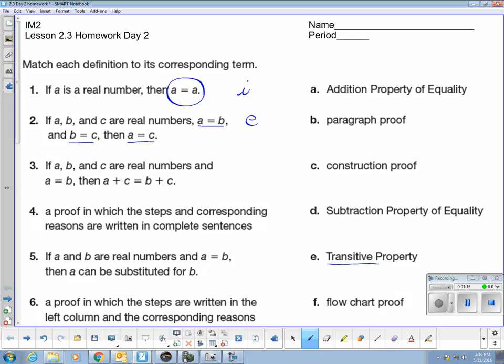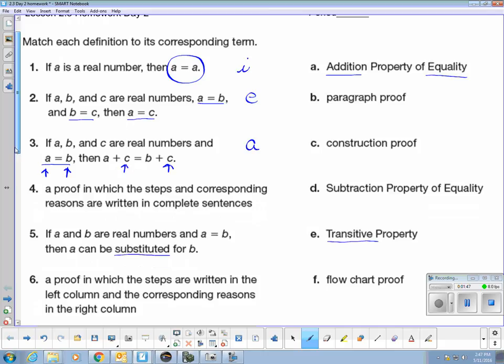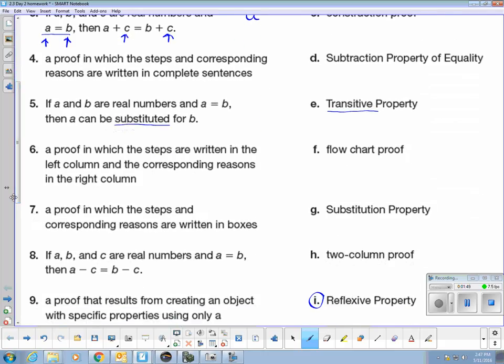In number 3, if to this equation I add C on this side, and I add C on the other side, then I've added something equally to both sides. So when I add equally, we call that the addition property of equality. In number 5, when I see the word substituted, then I know right away that that's the substitution property.